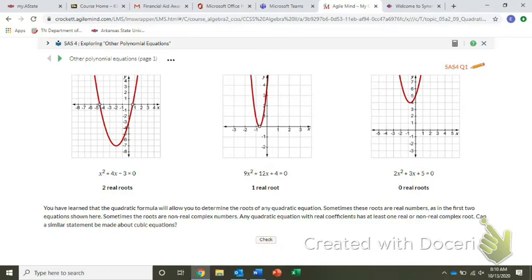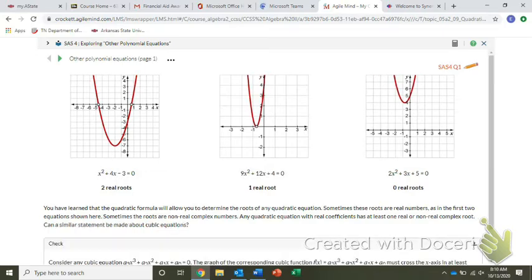Yes? Okay. So on number 1, it wants to know: you have a quadratic equation with real coefficients with at least one complex root. Can a similar statement be made about cubic equations? Explain. Well, cubic equations must have at least how many complex roots? What's the least number they can have? 1. So on number 1, they have the least of 1 complex root. If you hit check, it shows you that.